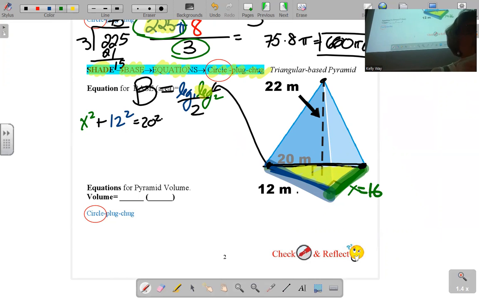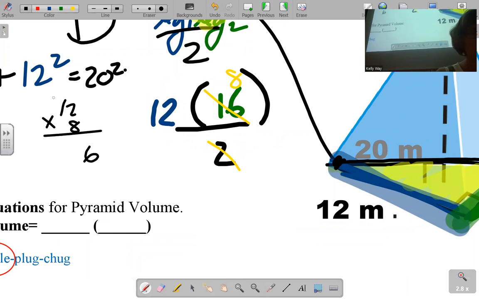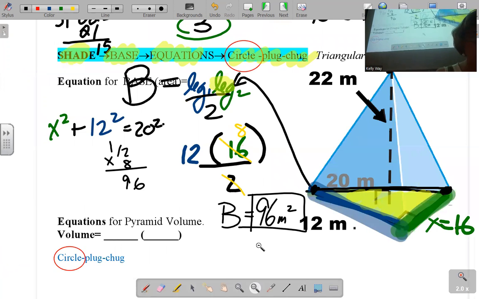Once you solve, one leg is 12, the other leg is 16, over 2. It doesn't matter which way you reduce it. I'm going to take it into the 16. And we get the area of that base is 96 meters squared. Box it, label it with the capital B.